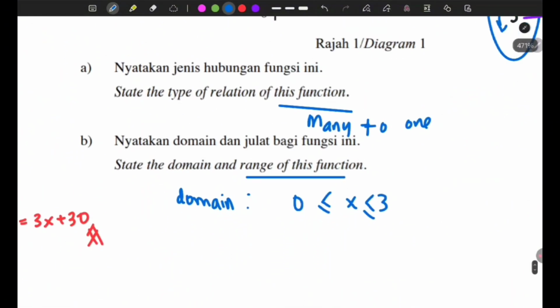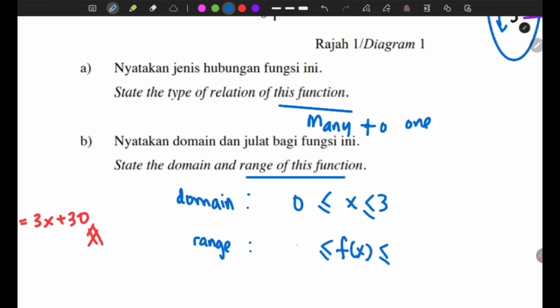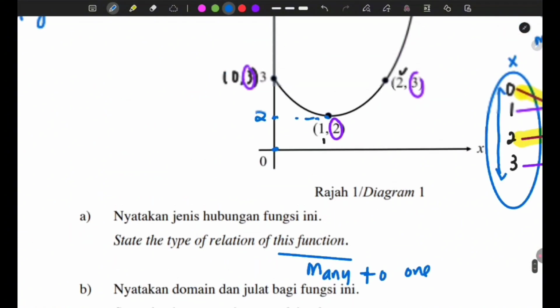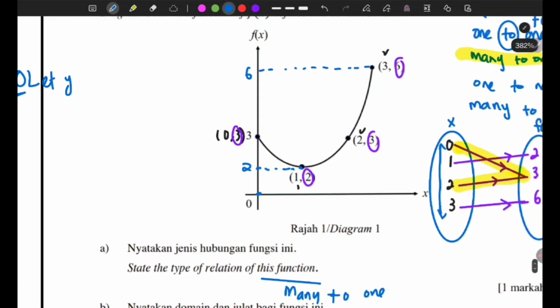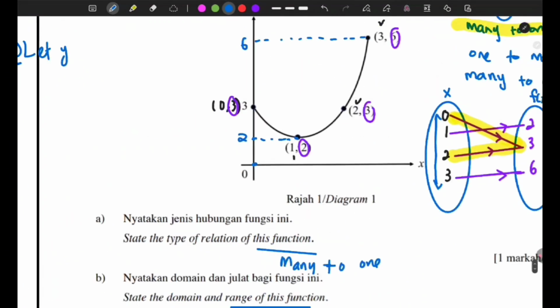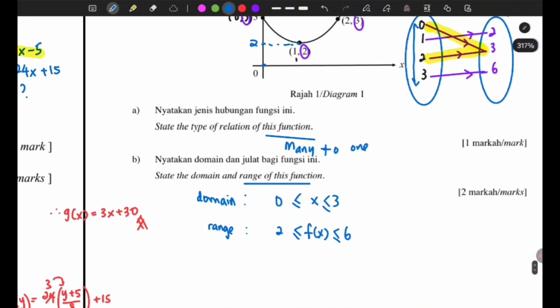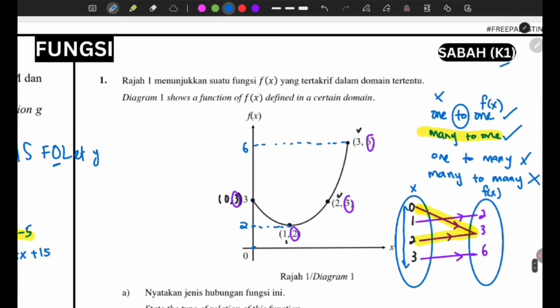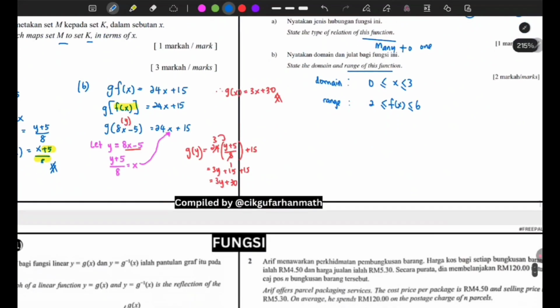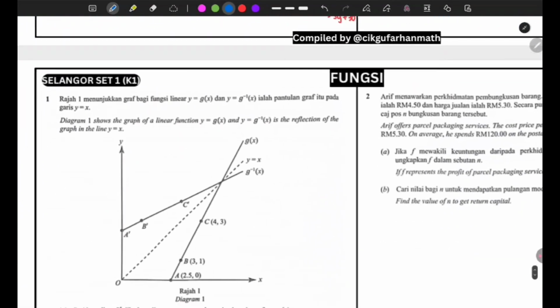So the range is actually 2 to 6. The minimum and the maximum. The smallest and the biggest. As you see, it's from the 2. And the highest one is the 6. The lowest one is 2. That's the range. So done. Sabah papers. I think this one is paper 1. Next one, Selangor papers.